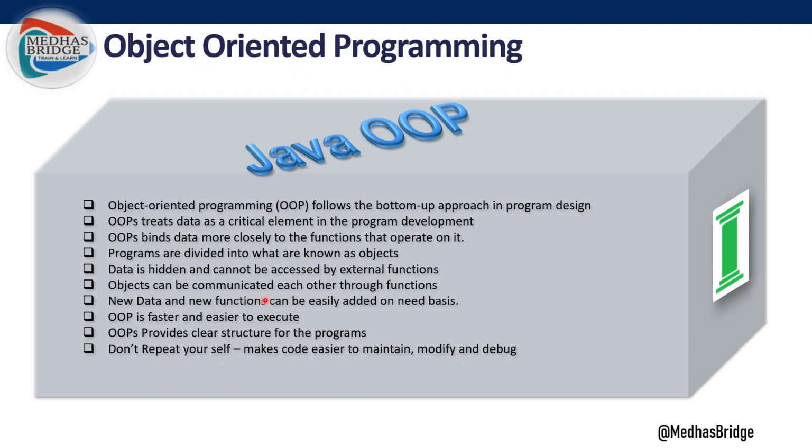Objects can communicate with each other through functions. New data and new functions can be easily added on a need basis. OOPS is faster and easier to execute. OOPS provides a clear structure for the programs. Do not repeat yourself, which makes code easier to maintain, modify and debug.